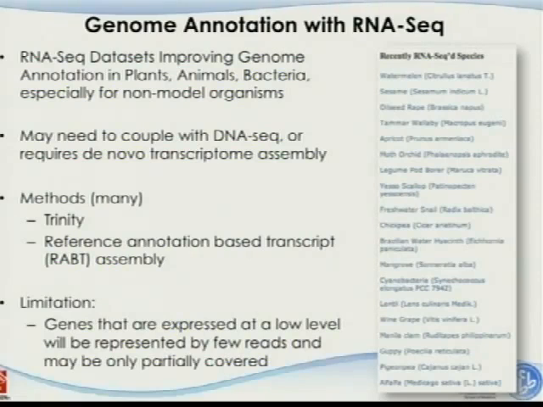The limitation for this type of approach to annotation is that genes expressed at a low level will be represented by few reads, and may be only partially covered. If you already have a good reference genome, that's fine, and you just see low signals there. But if you don't have a good reference genome, you need to do the transcriptome assembly first. For these genes, you really need to sequence extremely deep to be able to do that, and most of the published studies were not very deep yet.